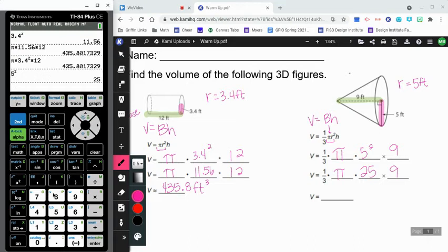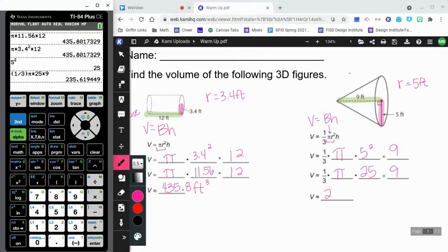So then now utilizing my graphing calculator, to put that 1/3 into my calculator, I like to put my fractions in parentheses. So I have parentheses 1 divided by 3 to make 1/3, close the parentheses, pi times 25 times 9. And I get 235.6. My units were feet, and volume is always cubed.